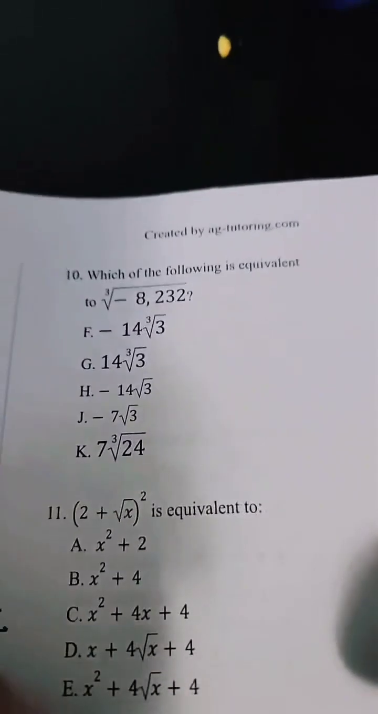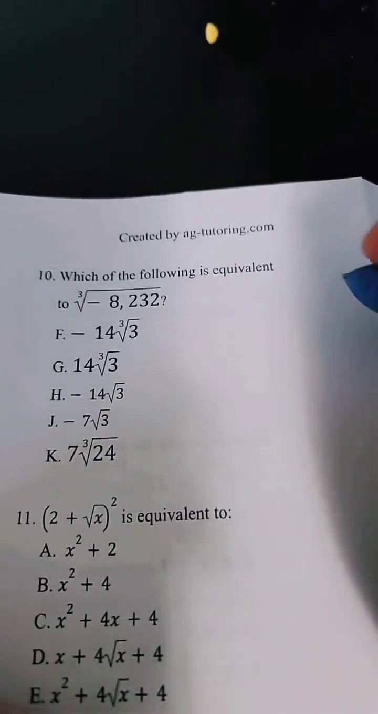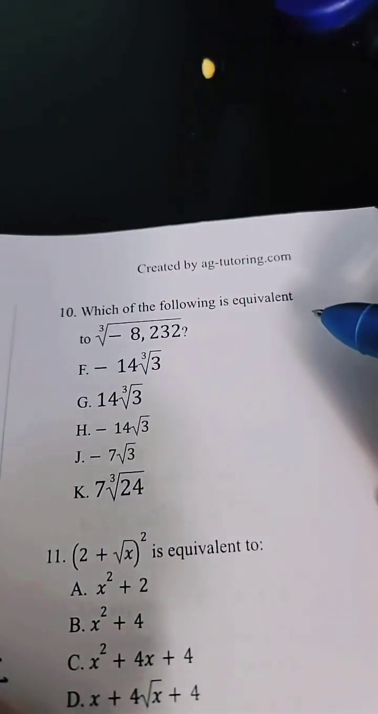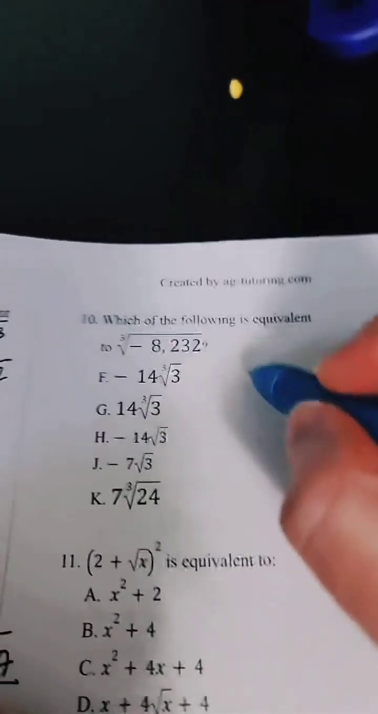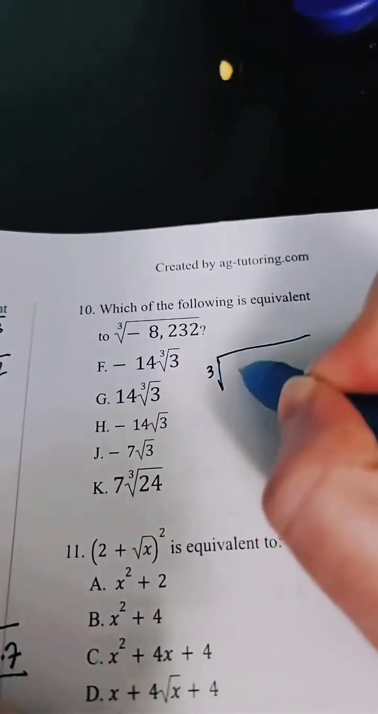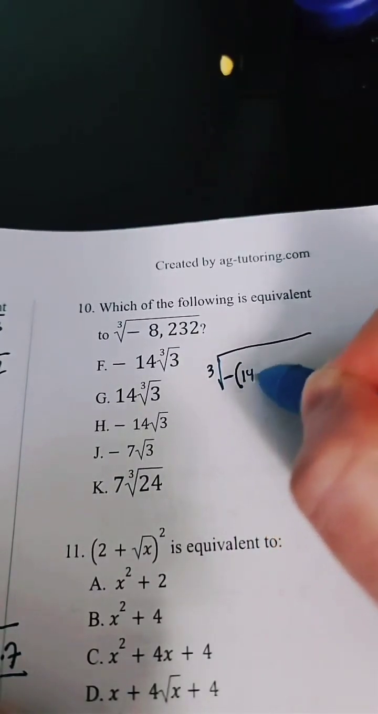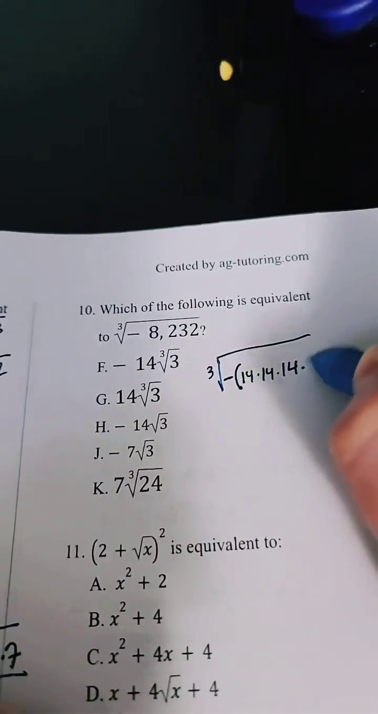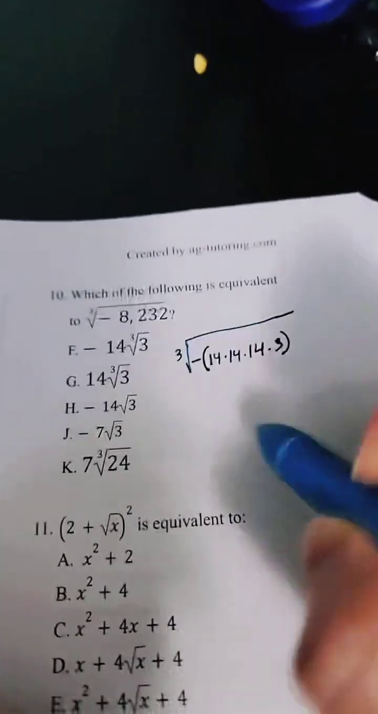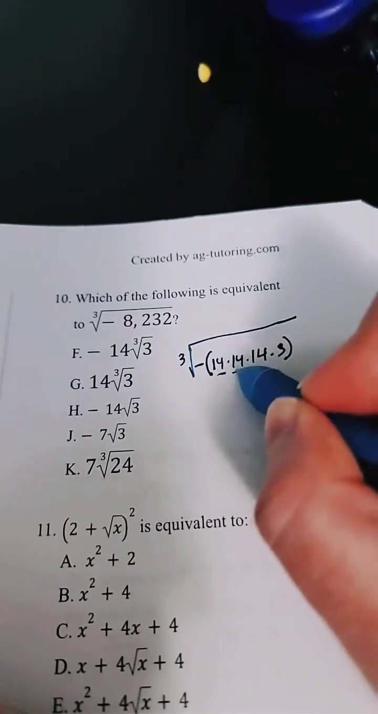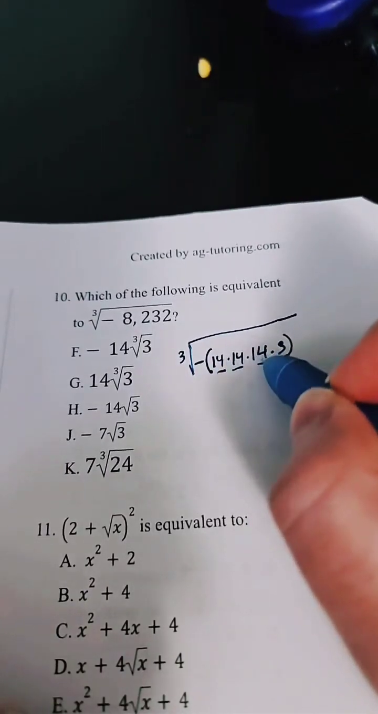Okay, so let's go to number 14. Which of the following is equivalent to this right over here? Okay, let me just see really quick. If we break that into factors, I'm going to take out the negative first over here, and I'm going to say it's negative of 14 times 14 times 14 times 3. Okay, so we have the cube root of that. We've broken it up into factors, and it's a cube root, so we have to look for triples, like right here, where we have 14 times 14 times 14.